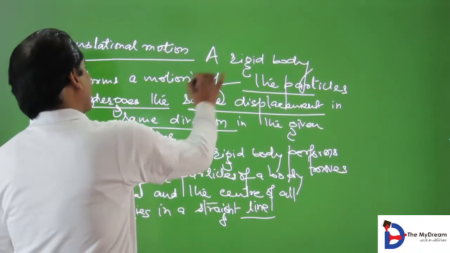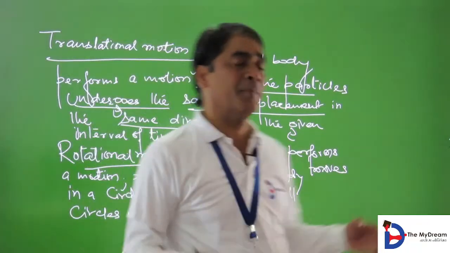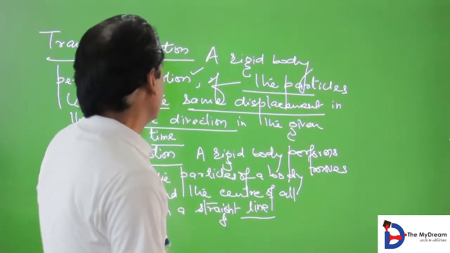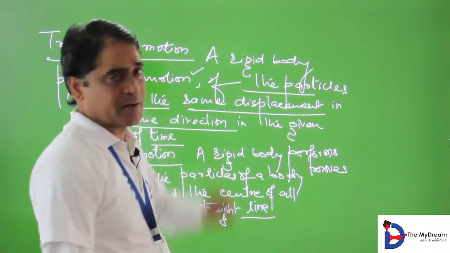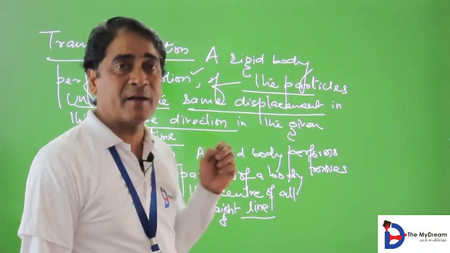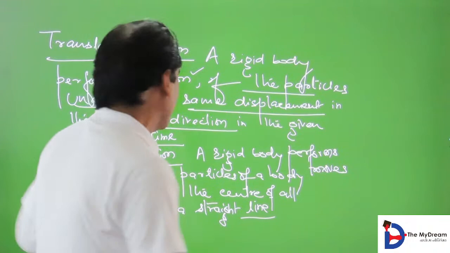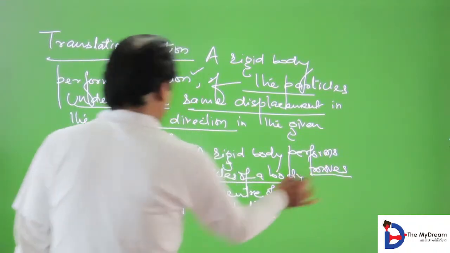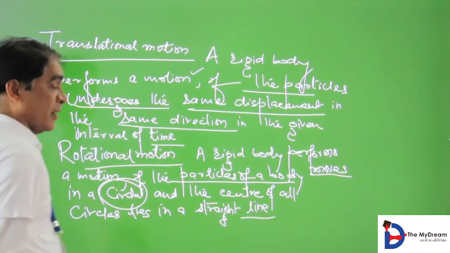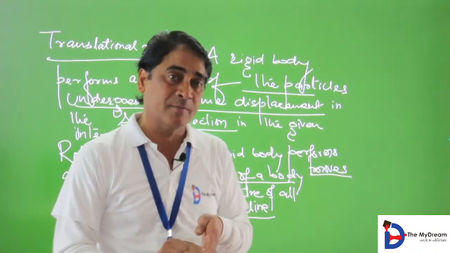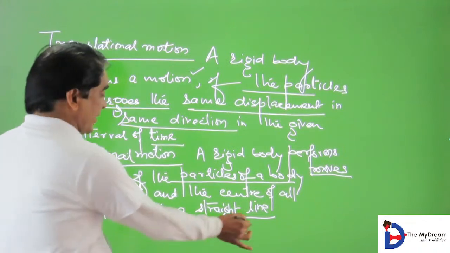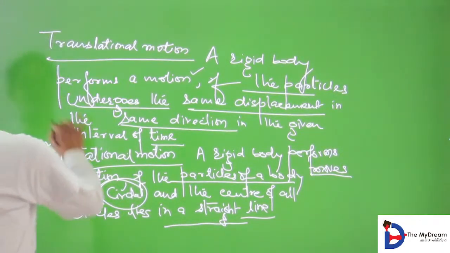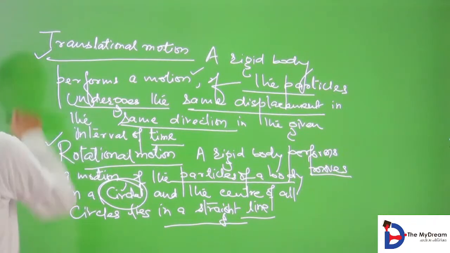In translational motion, the particles of the body undergo the same displacement in the same direction in a given interval. Whenever we are talking about the rotational motion, the particles of the body move in a circle and the centers of all the circles lie in a straight line. So this is the difference between the translational and the rotational motion.